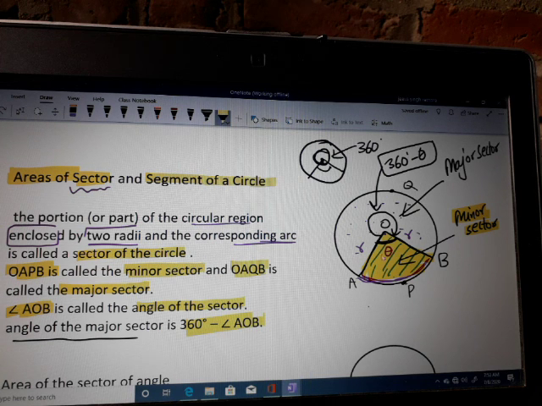That angle AOB subtract here, so from 360, this complete angle around a point is 360, you subtract this angle theta, so you will get this remaining angle 360 minus theta. That is the angle of the major sector.